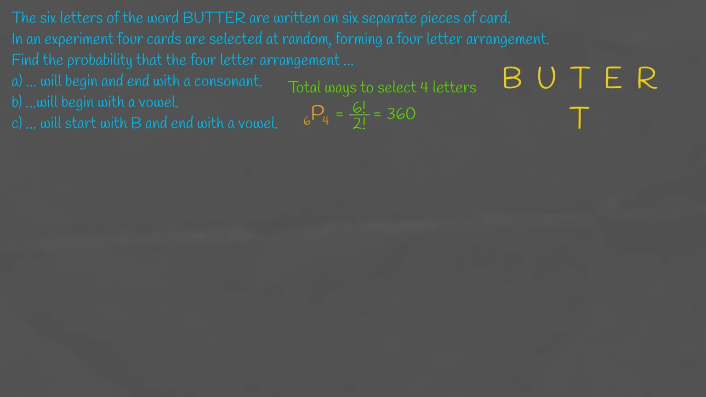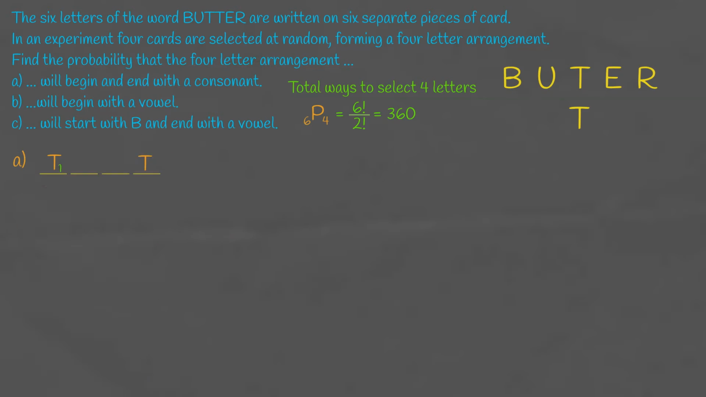You could, of course, also use the multiplication rule that we discussed in previous videos, where you have 6 choices of letter for the first place, 5 for the second, 4 for the third, and 3 for the fourth. So if you times 6 by 5 by 4 by 3, you also end up with 360. So next we're going to write down all the different ways we can pick 4 letters and have a consonant at the beginning and the end.